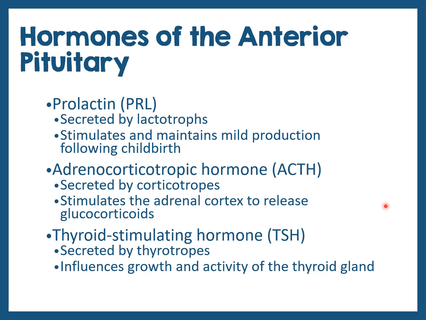The adrenocorticotropic hormone is going to be secreted by corticotrophs, and if you break down the word, don't be afraid of it. Adrenal means adrenal glands. Cortico means the cortex. And trophic means to seek out or to find. So this hormone is literally trying to find the cortex of the adrenal glands. So they're going to stimulate the adrenal cortex to release glucocorticoids. And those are those fight or flight responses.